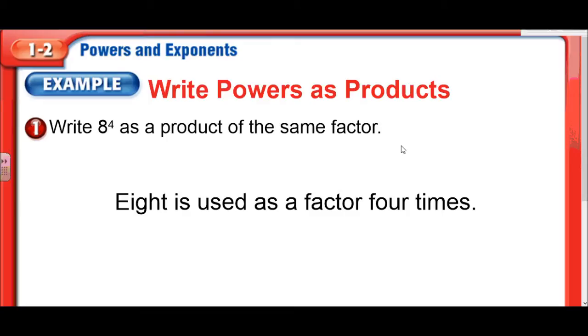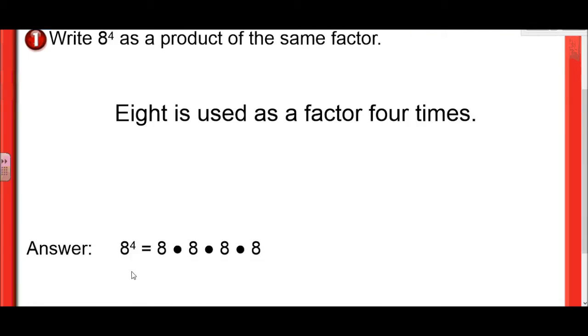So here's our first example. We're supposed to write powers as products. So here we're writing 8 to the 4th power as a product of the same factor, and that's kind of a funny sentence. So we're going to get used to saying this as 8 to the 4th power. 8 is the base, 4 is the exponent, 8 is the factor that's going to be multiplied over and over. So product of the same factor. Well, product means to multiply. A factor is a number you multiply. So in the case of 8 to the 4th power, 8 is used as a factor 4 times. So that looks like 8 times 8 times 8 times 8.